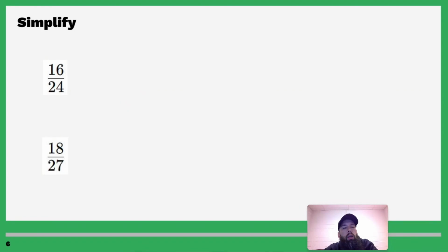All right, so looking at 16 and 24, what is the largest number we can divide from both? Well, I know I can divide them both by 8. Now, if you did like 4 or 2, then you would keep going. But I'm dividing them both by 8. 16 divided by 8 is 2. 24 divided by 8 is 3.